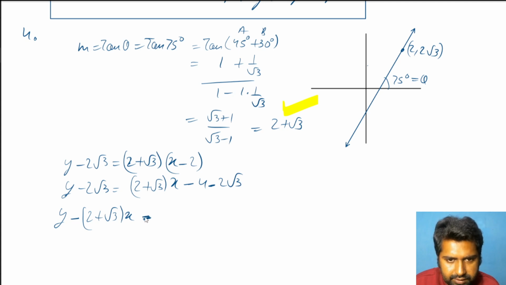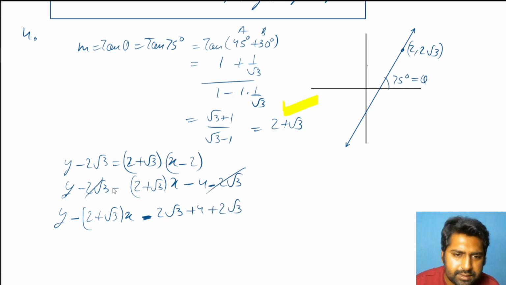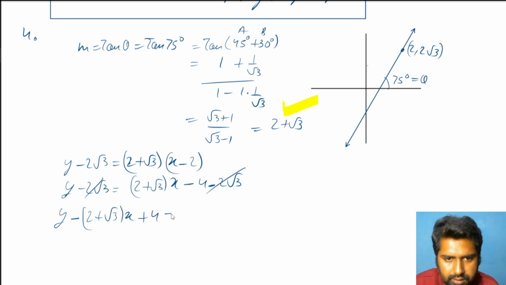now let's take everything on the left. So minus 2 root 3 plus 4 plus 2 root 3. So basically 2 root 3 cancels. So let's erase it. So effectively you are left with 4. So plus 4 equals to 0. That's your answer. Okay.